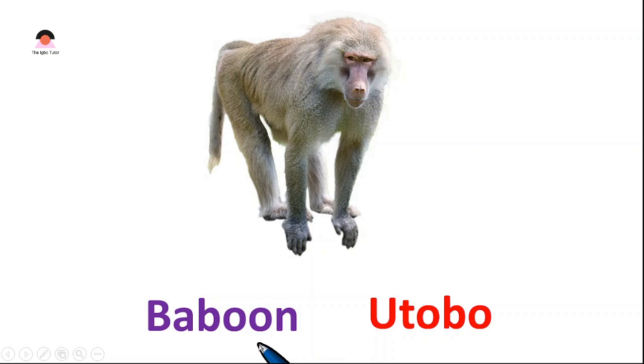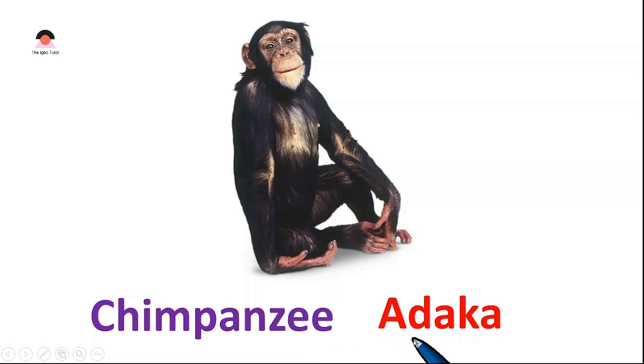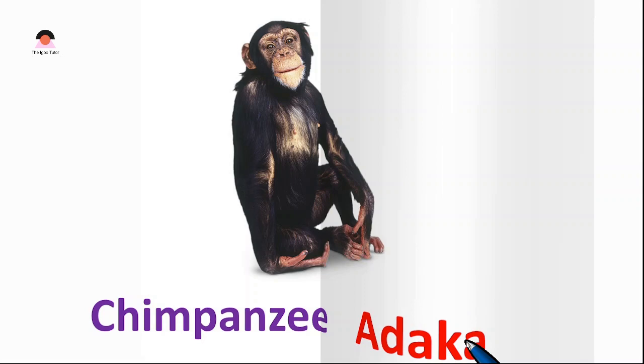And let's move on to the next, which is gorilla. Gorilla is Ozodimba. Ozodimba, that is gorilla for you. The next is chimpanzee. Chimpanzee is called Adaka in Igbo language. Adaka, chimpanzee. Let's move on from here.